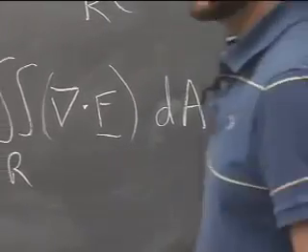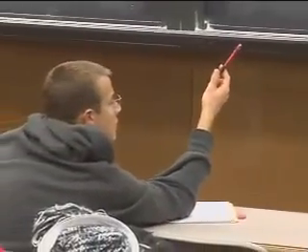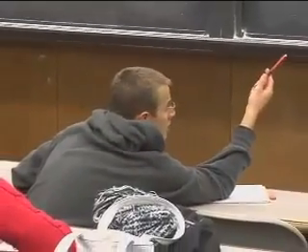Would you put a square on the board right above you? Where is the square? Like all the way at the top.